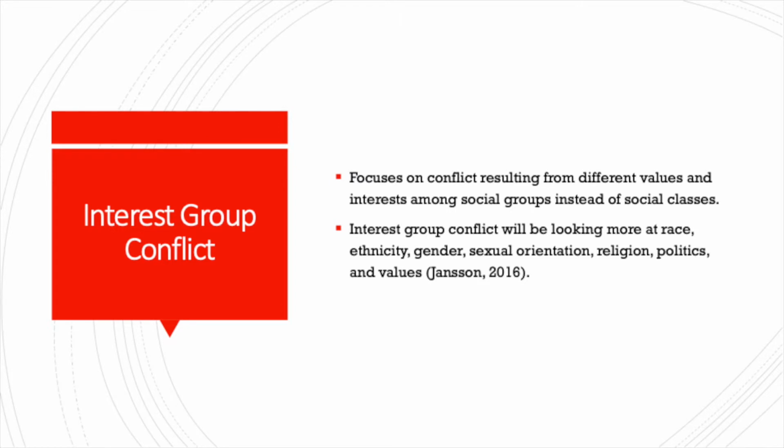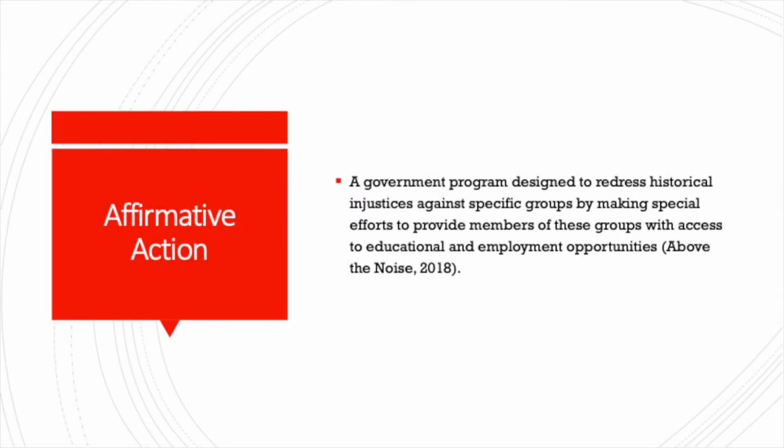So the other part of conflict theory is the interest group conflict, which focuses on conflict resulting from different values and interests among social groups instead of social classes. The interest group conflict looks more at race, ethnicity, gender, sexual orientation, religion, politics, and values. So one concept of the interest group conflict is affirmative action, which can be extremely controversial.